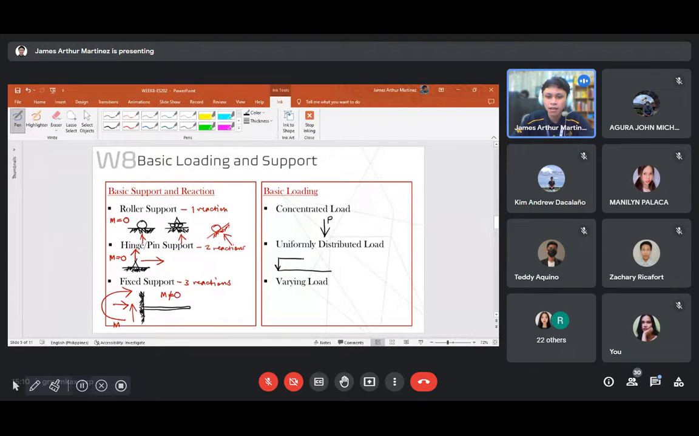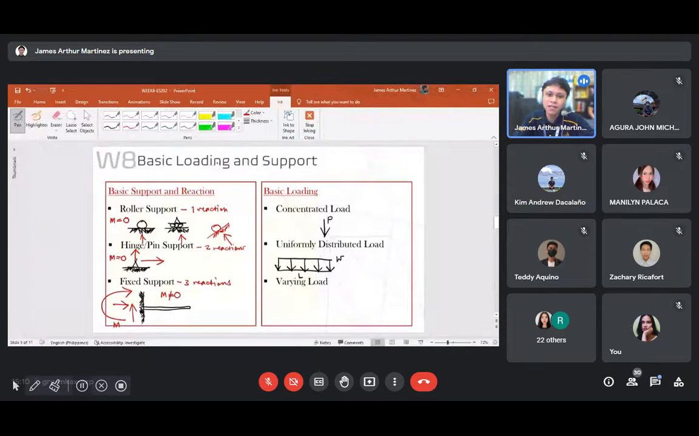So there is a magnitude of force that is being distributed all throughout the span. Okay, so if this is the total length L, this is our uniformly distributed load.